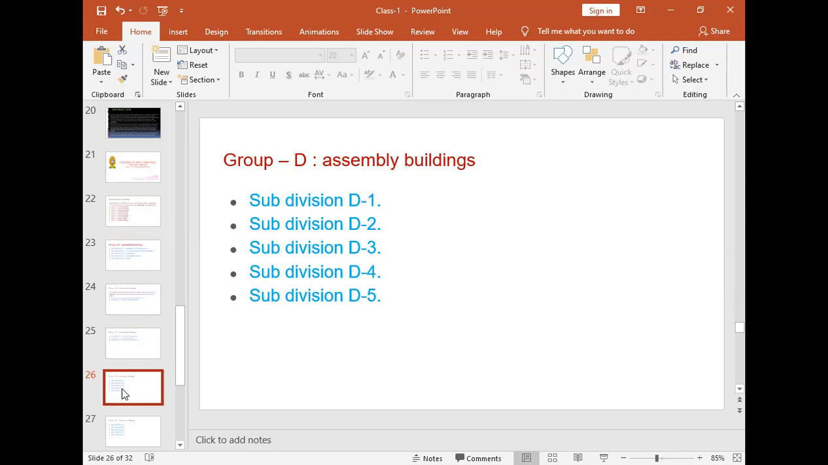Subdivision D2. This subdivision shall include any building used as described for subdivision D1 but with fixed seats up to 1,000. This is also similar to the subdivision D1 with fixed seats of up to 1,000 persons.